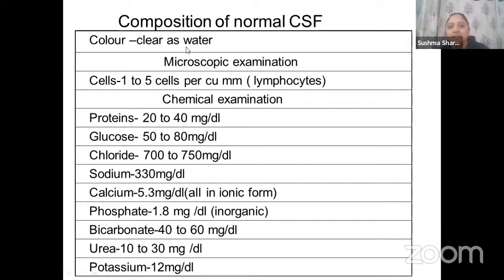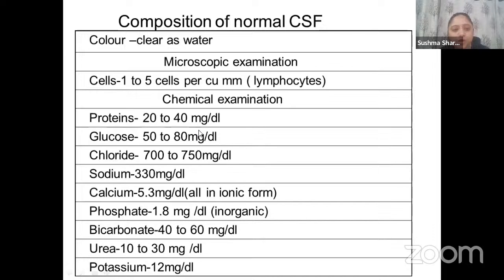Now, this is the normal composition of CSF, where the color is clear as water. Once you do a lumbar puncture, when you go into your internship, you can ask your resident to teach you lumbar puncture. When the fluid starts dripping in, you can see that it is clear as water. Any change in the color of the fluid will tell us that it's an abnormal CSF. Cells are obviously 1 to 5 cells only, right? Any increase or decrease in cells indicates some sort of pathology.